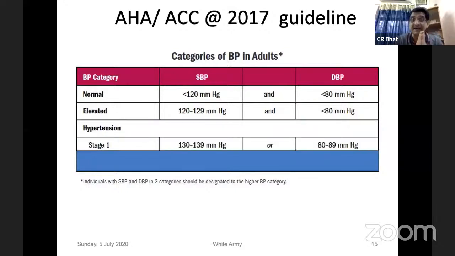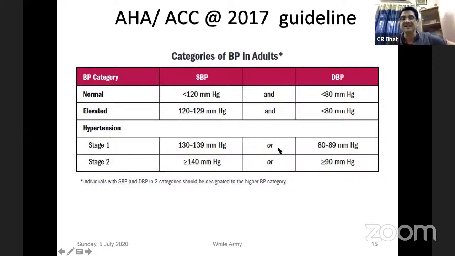So when do you say hypertension as per the recent AHA guidelines? Stage 1 hypertension is any blood pressure between 130 and 139. In the JNC categorization, this was the pre-hypertensive stage. Now it has become hypertensive stage 1. Numbers have come down. So if we include this, I think about 60% of the population in India will be hypertensive right now. Okay. Now the diastolic blood pressure in stage 1 is 80 to 89 millimeters of mercury. Now see that in normal and elevated it is systolic and diastolic, whereas in the hypertensive stage, it has become or.